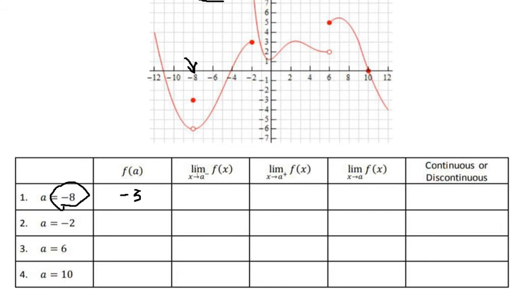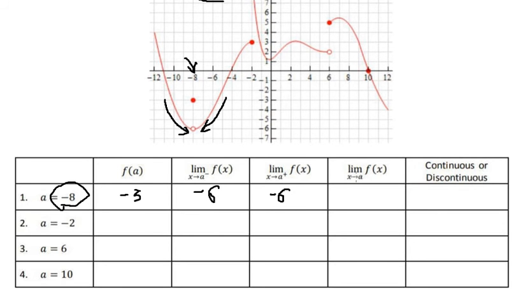Next we have the limit as a approaches from the negative side, that should be from here. They go from the negative, and as you can see that's about negative 6. Similarly for the next one, as a approaches from the positive side, they go this way and touch the location at a equal to negative 8. So you see that's still about negative 6.